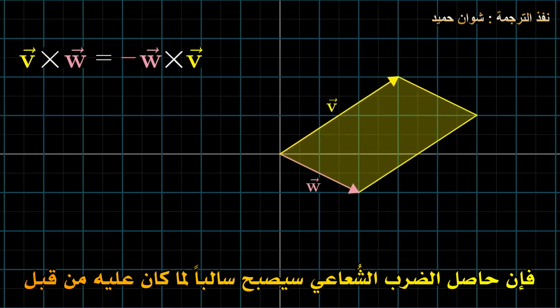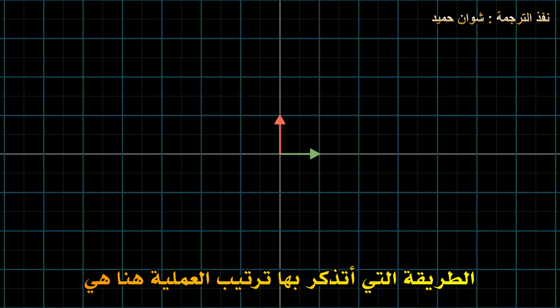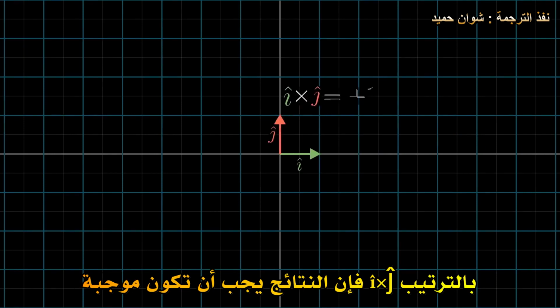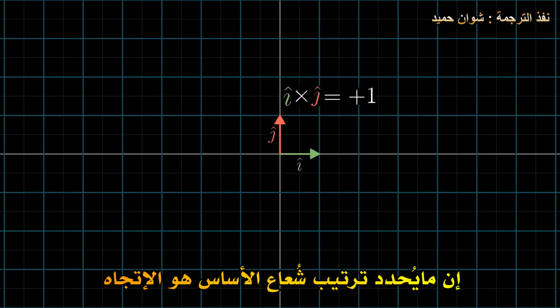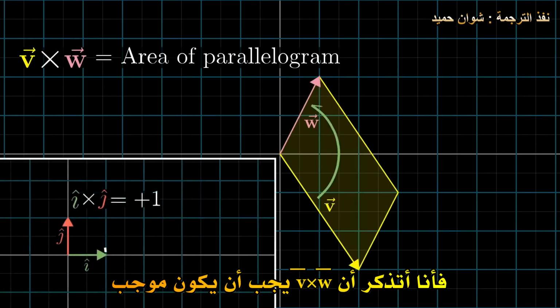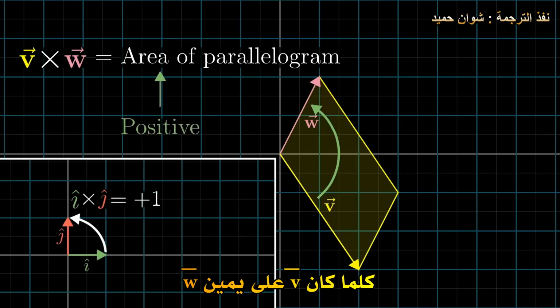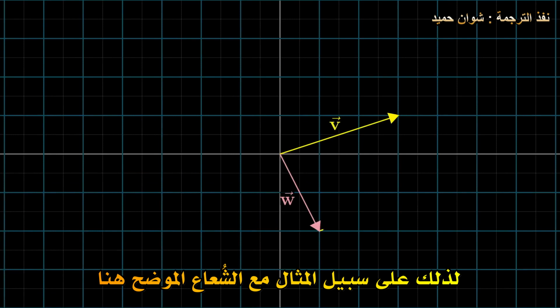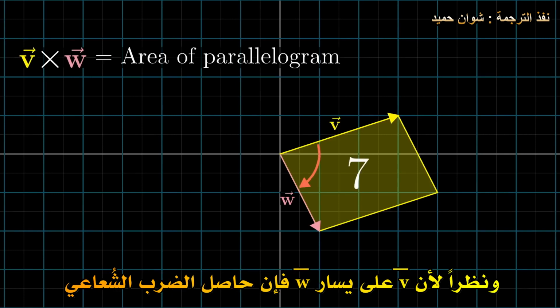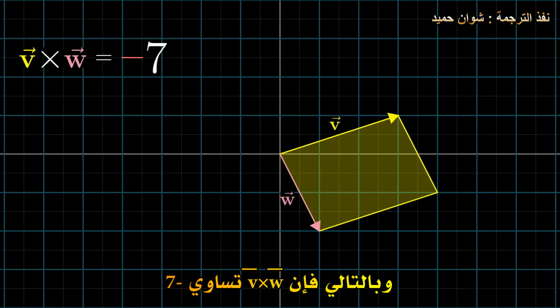If you swapped v and w, instead taking w cross v, the cross product would become the negative of whatever it was before. The way I always remember the ordering here is that when you take the cross product of the two basis vectors in order, i hat cross j hat, the result should be positive. In fact, the order of your basis vectors is what defines orientation. So since i hat is on the right of j hat, I remember that v cross w has to be positive whenever v is on the right of w. So for example, with the vectors shown here, I'll just tell you that the area of that parallelogram is 7. And since v is on the left of w, the cross product should be negative.